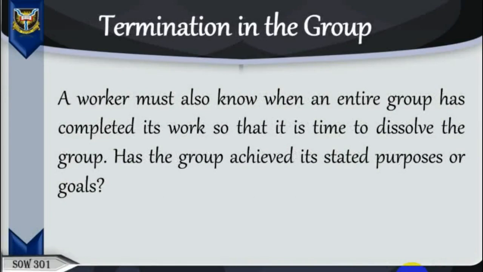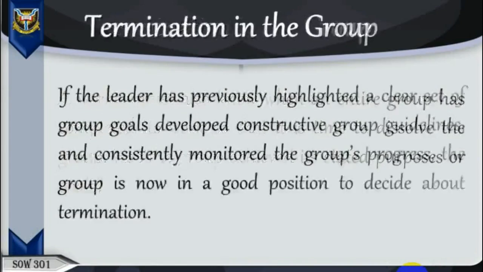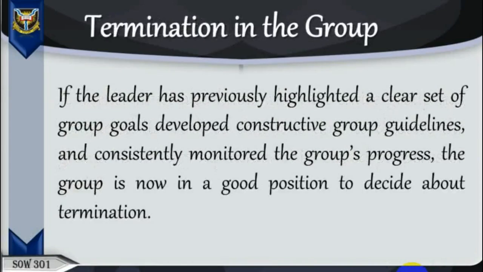A worker must also know when an entire group has completed its work so that it is time to dissolve the group. If the group has achieved its stated purposes or goals, if the leader has previously highlighted a clear set of group goals, developed constructive group guidelines, and consistently monitored the group's progress, the group is now in a good position to decide about termination.